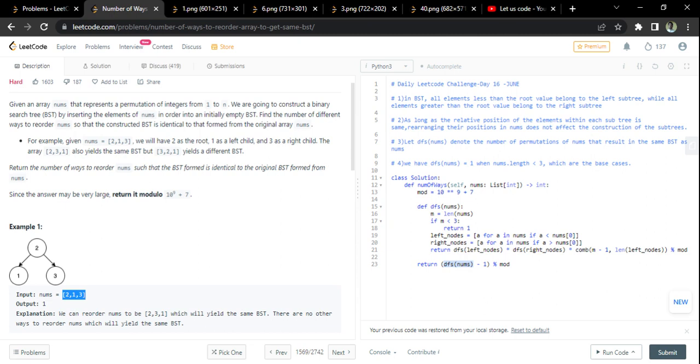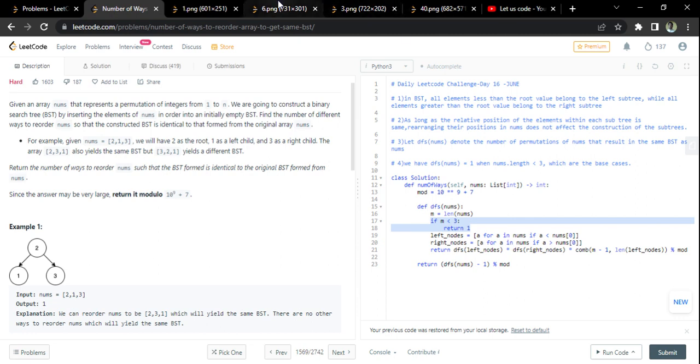So now let's come to the answer. First of all, I'm declaring the modulo. Then I'm declaring the dfs function, which is going to be the recursive function, in which I'm going to do the DP, dynamic programming. So I'm declaring n as the length of the given nums array. Then I'm applying the base condition here. If n is less than 3, then I have to return 1.